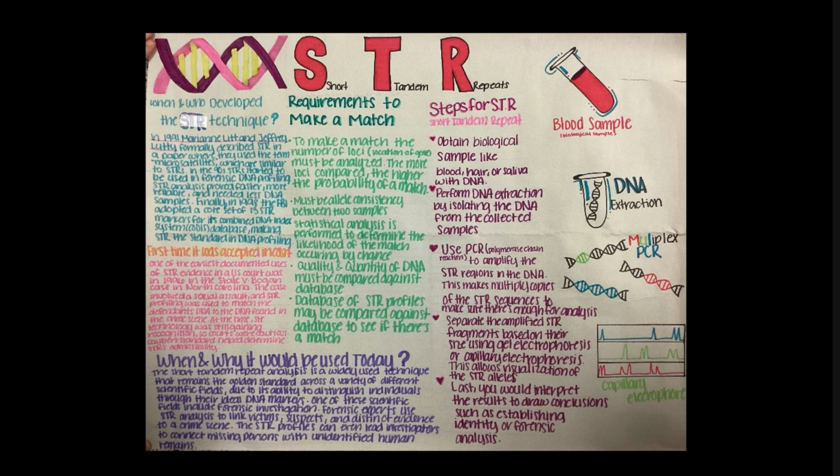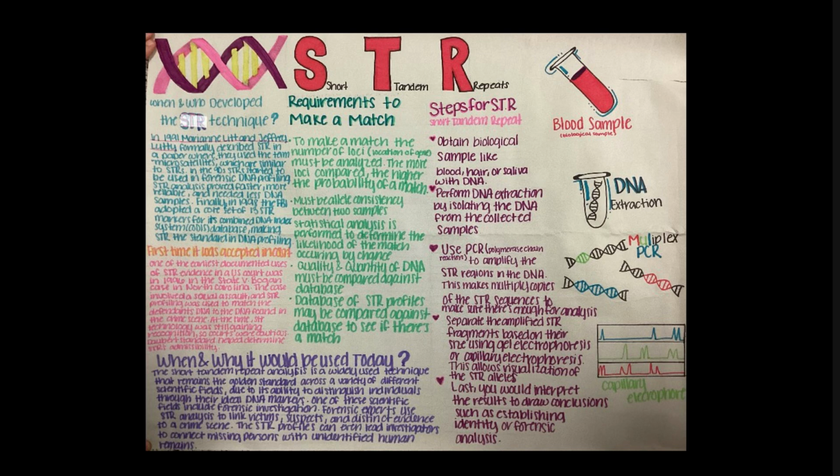The steps for STR used for DNA profiling go as follows. Number 1 would be to obtain biological samples like blood, hair, saliva, or anything that contains DNA. Number 2 would be to perform DNA extraction by isolating the DNA from the collected samples using methods to break down membranes and separate DNA from other cellular components. Number 3 would be to use PCR, polymerase chain reaction, to amplify the STR regions of interest in the DNA. This step makes multiple copies of the STR sequences to make sure there is enough DNA for analysis.